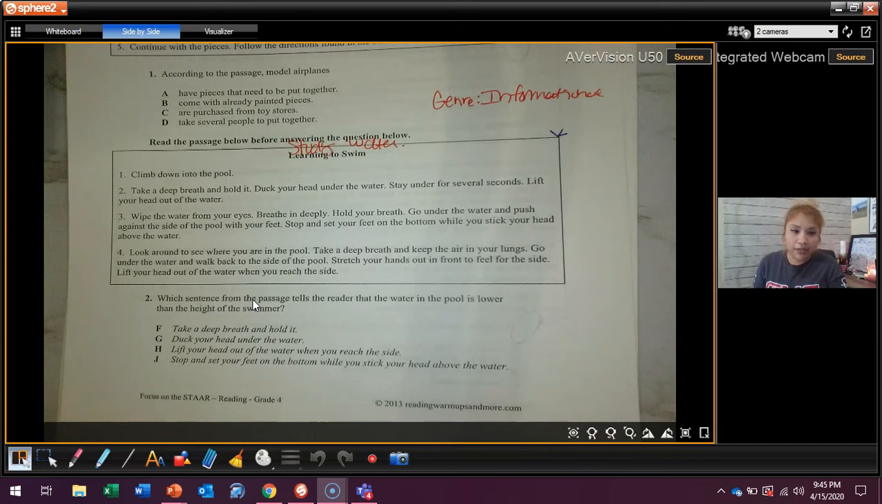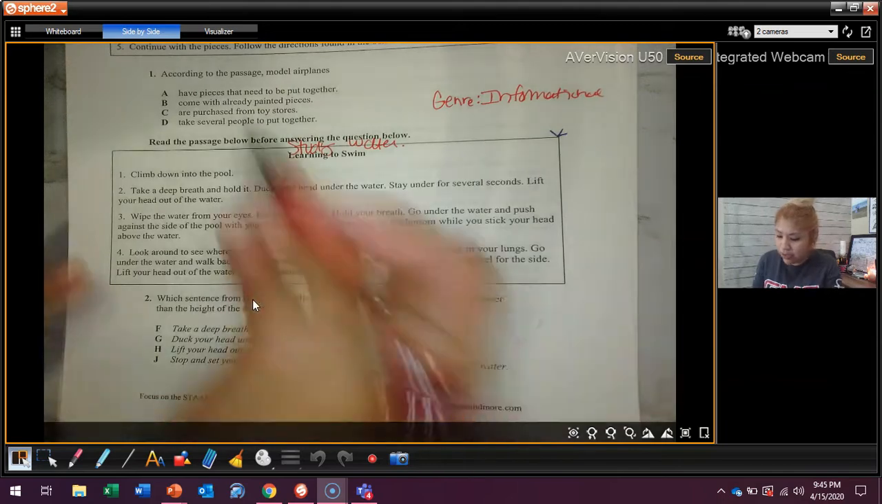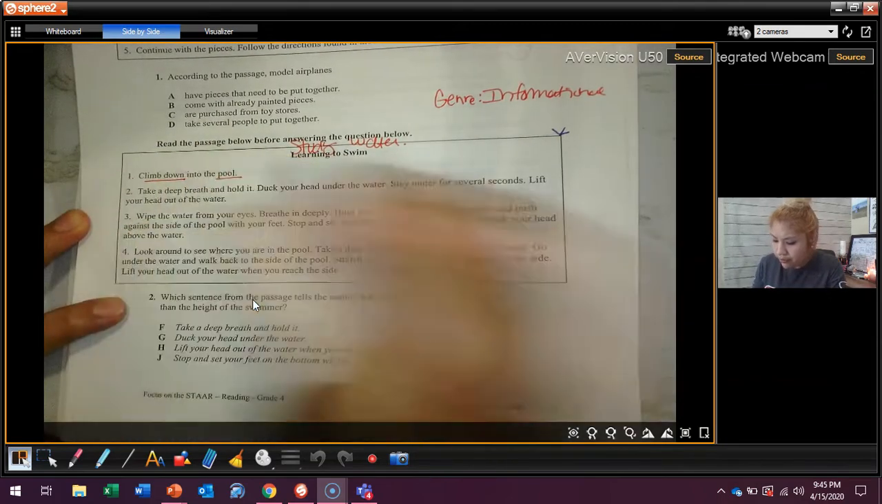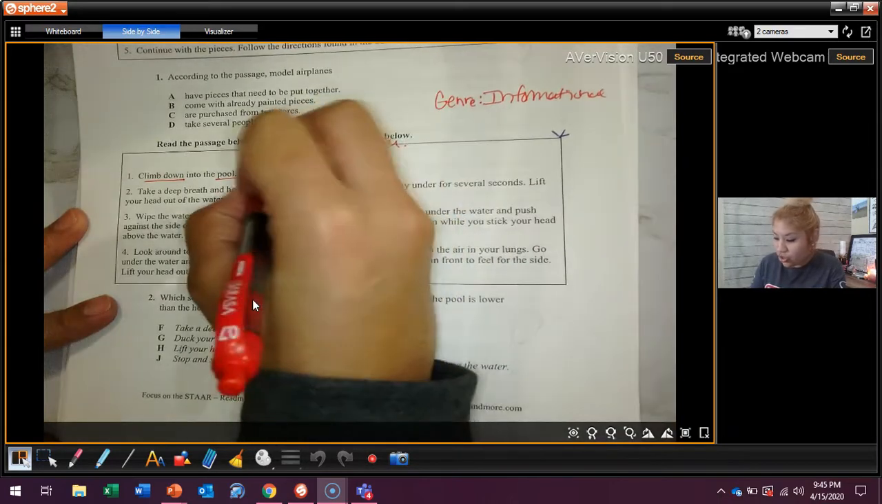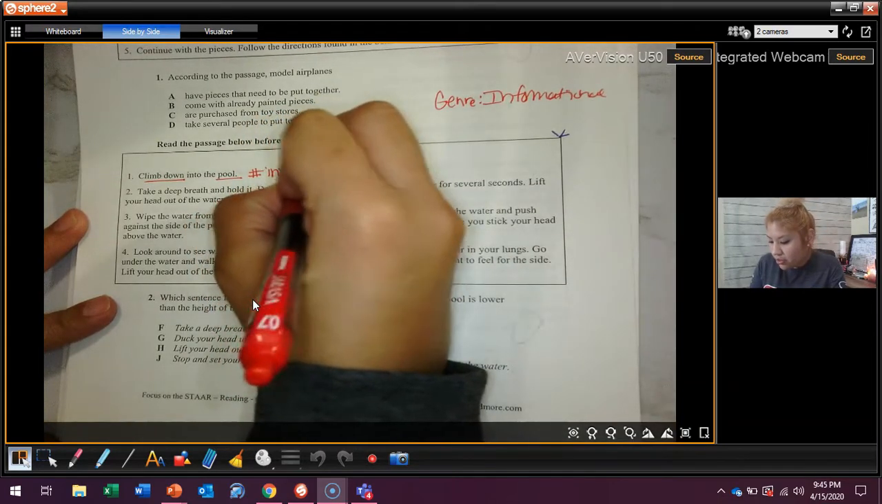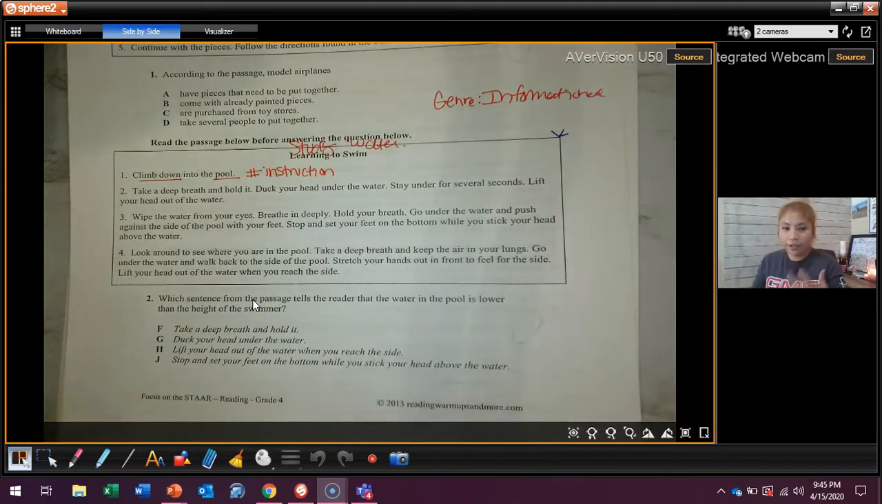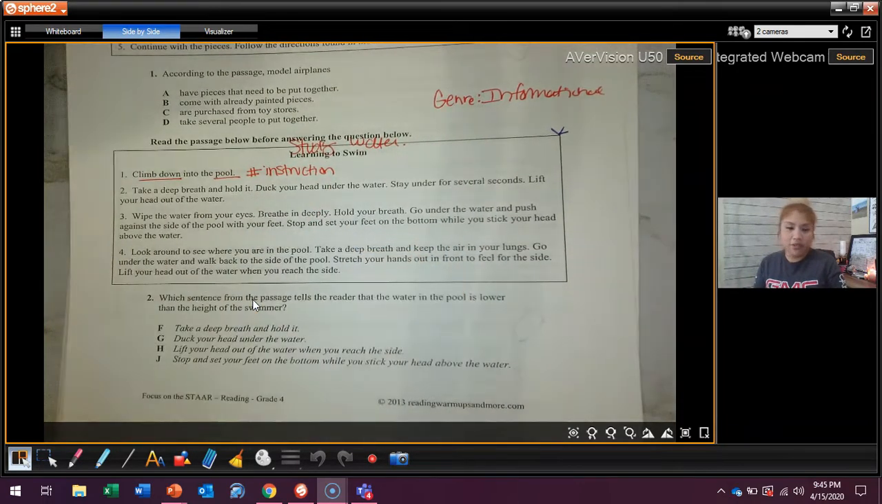So paragraph 1, climb down into the pool. Okay, well that's pretty basic. They told me to do what? Climb down to the pool. So hashtag, that kind of sounds like an instruction, right? So we could already start inferring. They're going to tell us what to do to learn to swim. So let's see, paragraph 2 or section 2.